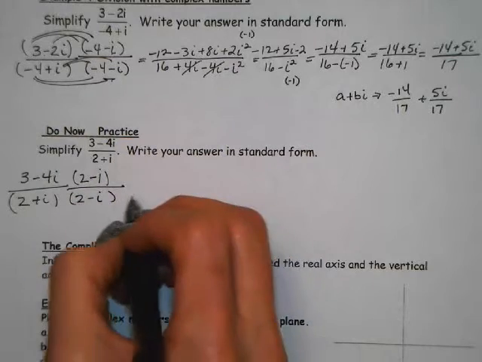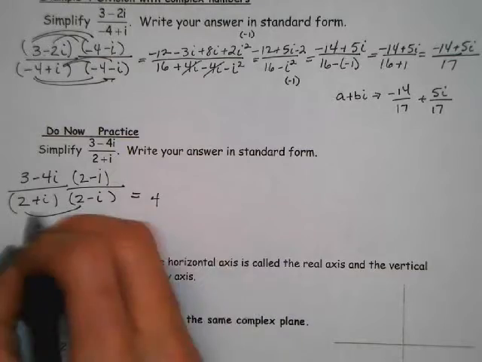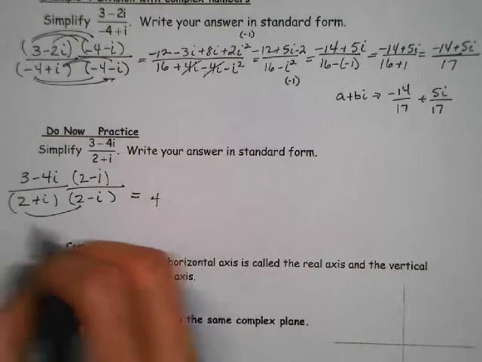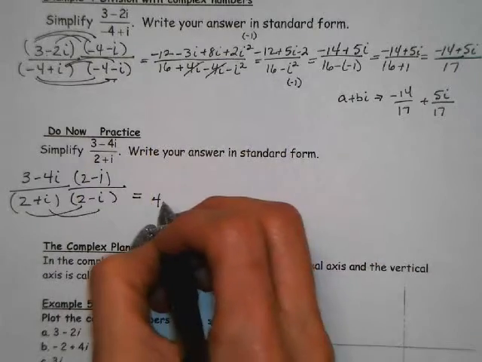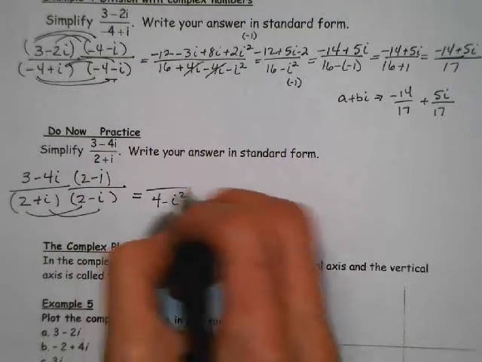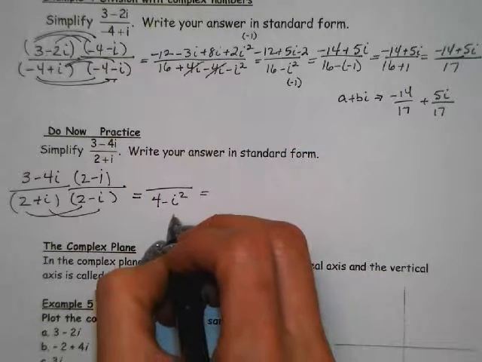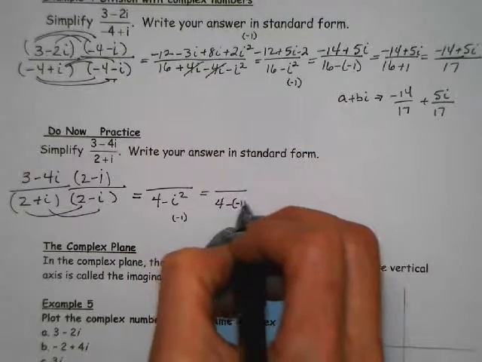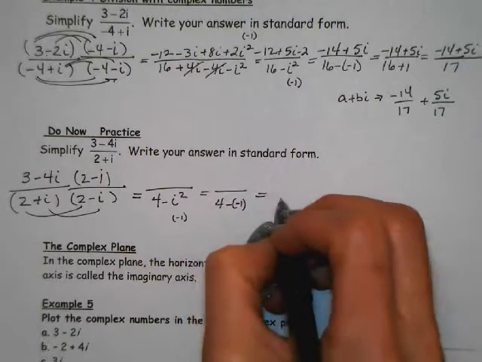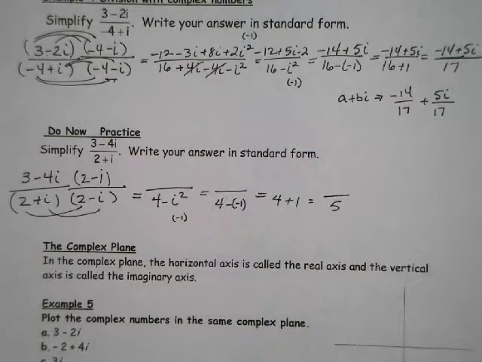When I multiply the denominator, I'm going to get 2 times 2, which is going to be 4. My middle terms are going to cancel because I have a plus 2i and a minus 2i, and that cancels. So I look at the i and the negative i, and that is minus i squared. When I go to simplify that, i squared really is negative 1, so that becomes 4 minus a negative 1, which is really 4 plus 1. So it's 4 plus 1, which is then 5.